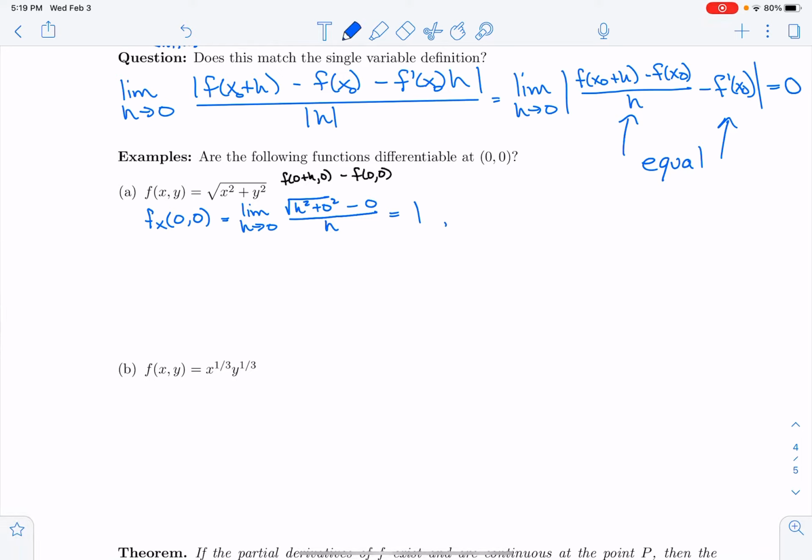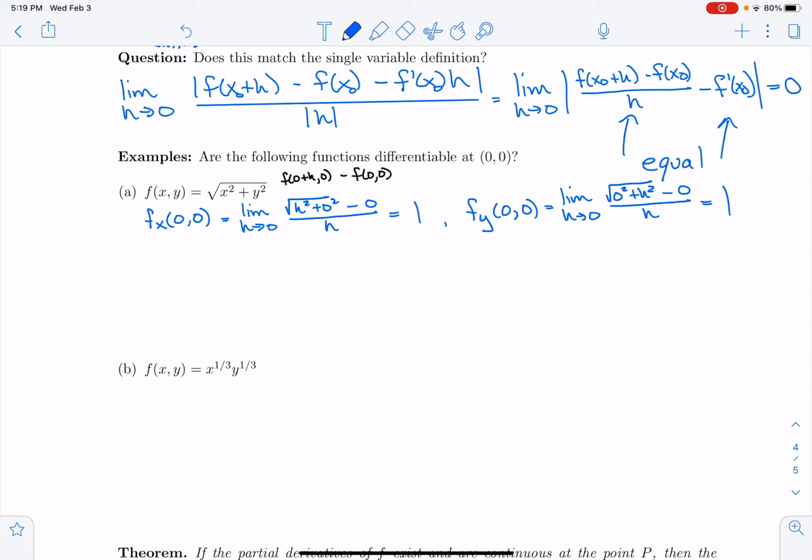Now, I'm going to do the same thing for y. So the y derivative at 0, 0, using the definition, is the limit as h goes to 0 of the square root of 0 squared plus h squared. So now we're doing f of 0, h, minus f of 0, 0 is 0. Then we're going to divide that by h. And that limit is going to be 1. So both the partial derivatives at 0, 0 exist, and they're both equal to 1.